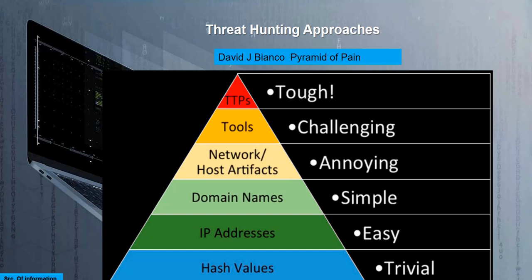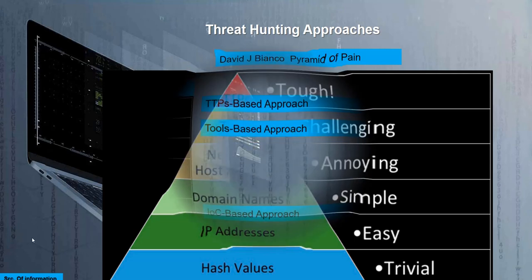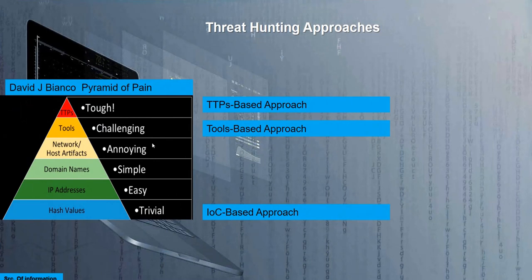Now that you understand the concept behind the pyramid of pain, let us turn our attention to the approaches that are currently applied in threat hunting. Now, these are the approaches that are used in threat hunting: the TTPs based approach, the tools based approach, and the IoC based approach. Now let us look at these individually.